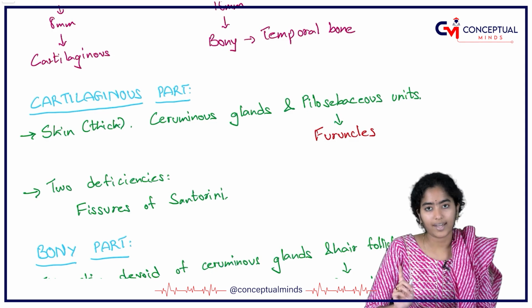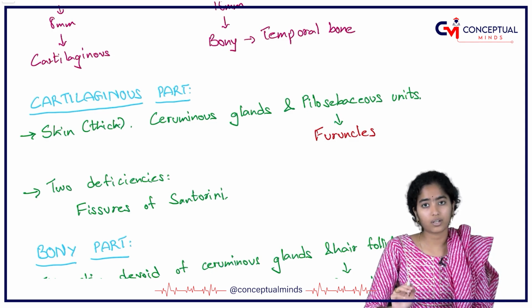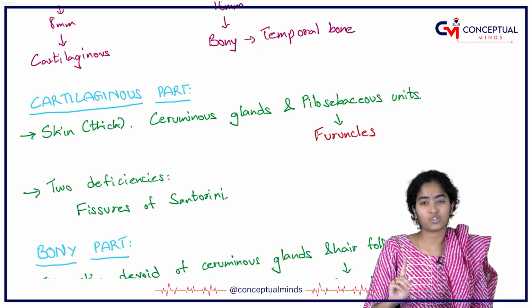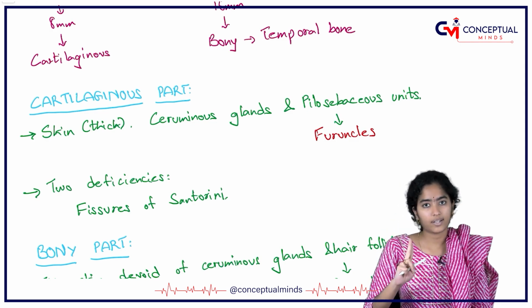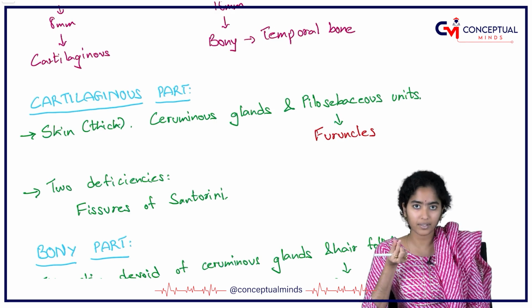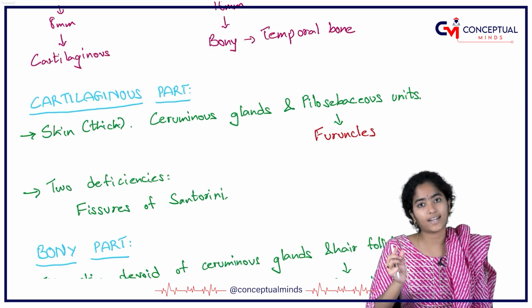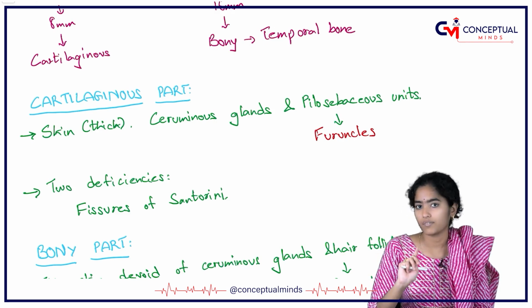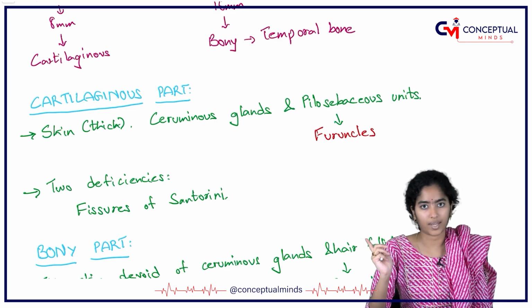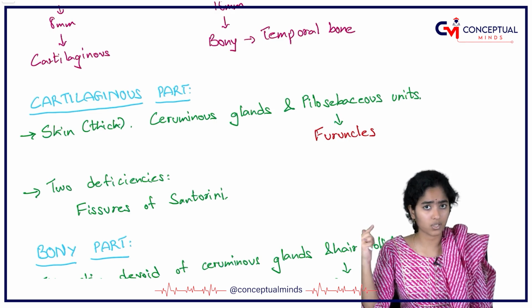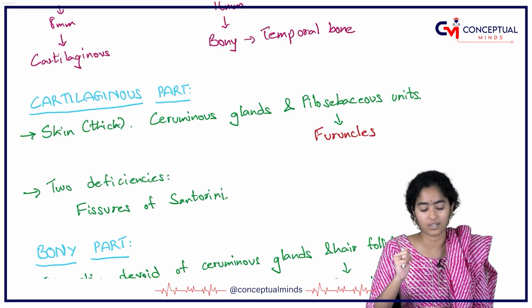Now let us quickly recap all the deficiencies that we learned so far. First is the cartilaginous deficiency in the pinna. Two areas are devoid of cartilage. One is the lobule, which is just made up of fat, no cartilage. And second is the incisura terminalis, where there is no cartilage. Just a recap. And that's important because we can pierce through the incisura terminalis.